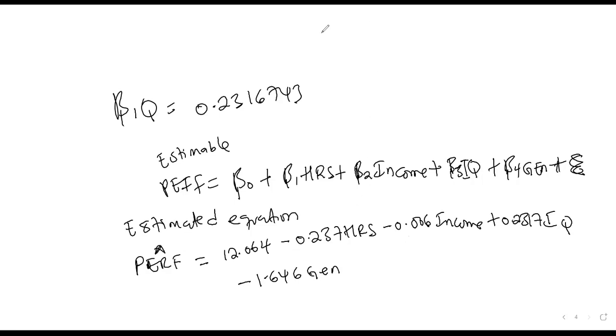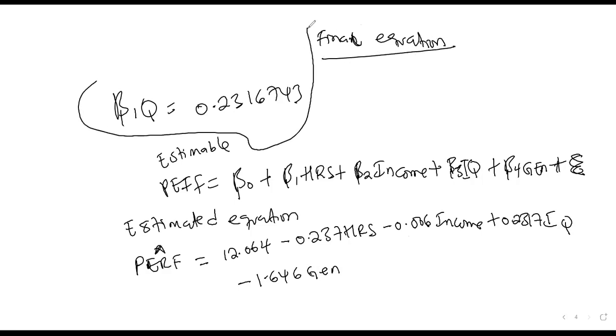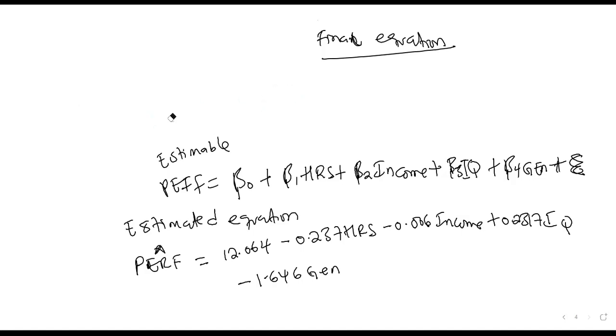Then you can also be asked to find the final equation. Now, when you are being asked to write the final regression equation, you write only the significant ones, okay? Significant one means that the t-value of that beta is more than 2. So let's go and check.